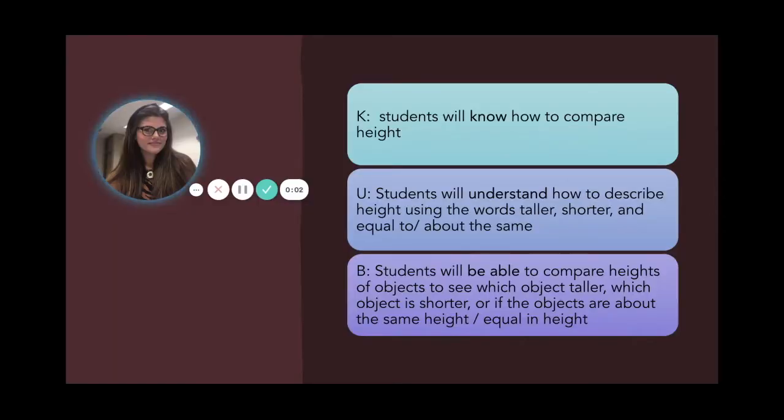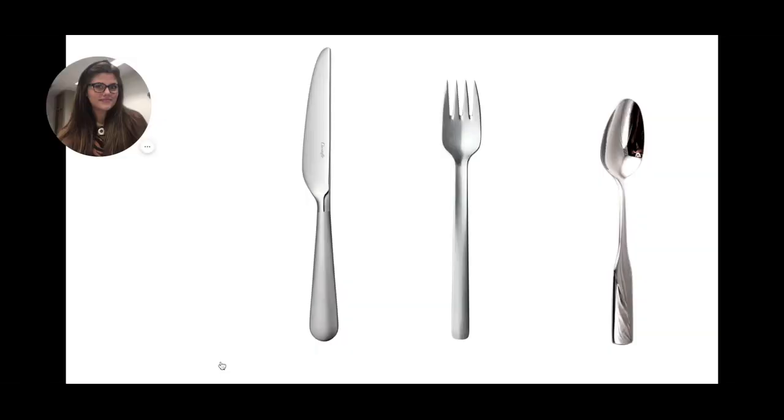Okay, friends, so the goal of today's lesson is that you will know how to compare height. You'll understand how to describe height using the words taller, shorter, and equal to, or about the same. And you'll be able to compare heights of objects to see which object is taller, which object is shorter, or if the objects are about the same or equal to each other in height.